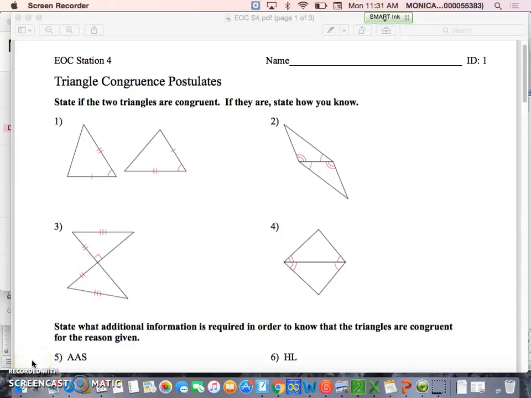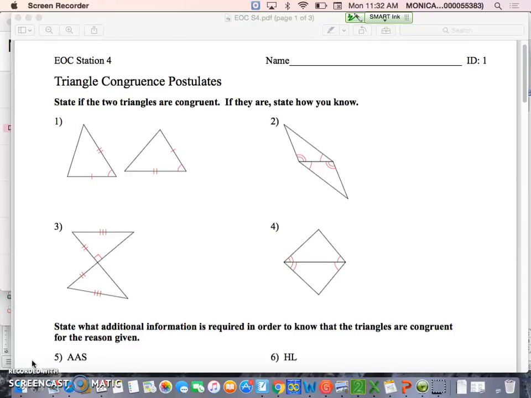Hello, this is station 4. This is triangle congruence postulates. These are not similar triangles, these are congruent triangles. And so please remember, you'll see these purple and blue posters around the room with yellow cutouts on them. Those are triangle congruent postulates.